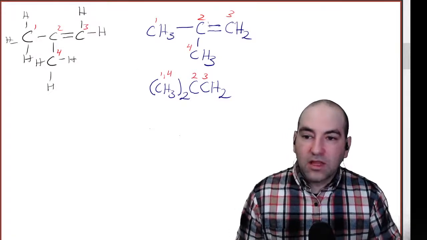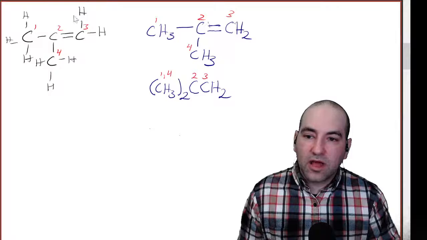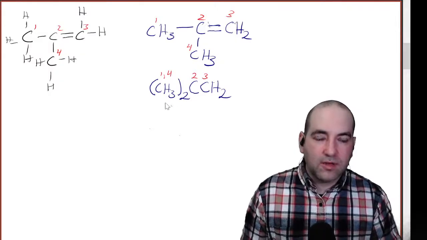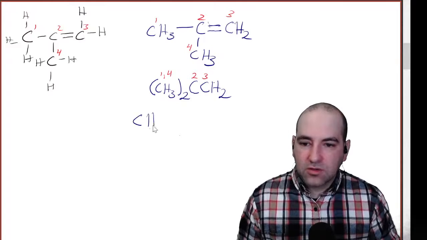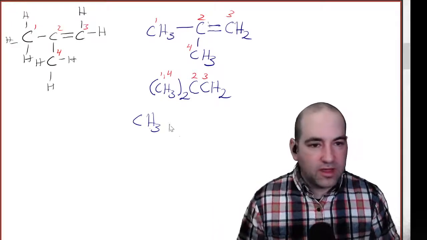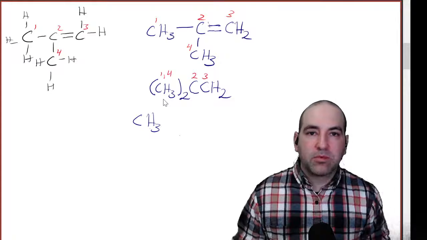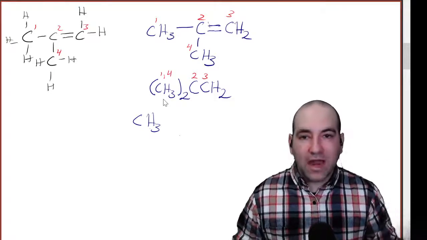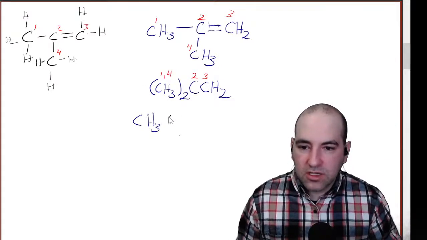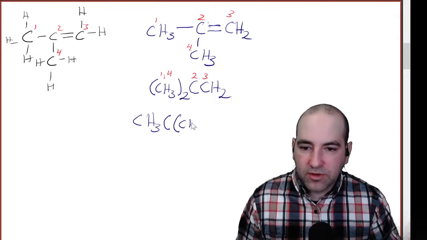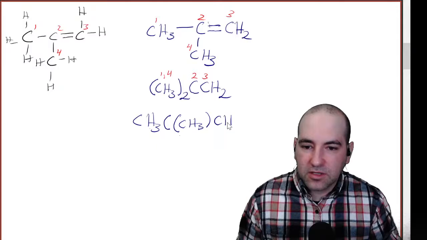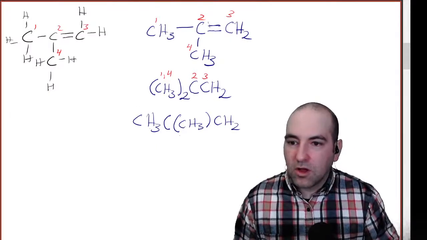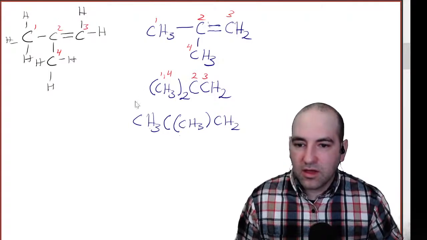Now, to make things a little bit more clear, maybe, and still on one line, this is how the book does it, and how you'll do it in the homework. Another way you might see it is you could still go in a linear way from left to right, and when you see something branching off of something else, you could put that in parentheses. So you could go CH3C, and then put the other CH3 in parentheses, and then CH2. That's also a correct way of drawing a condensed structure.